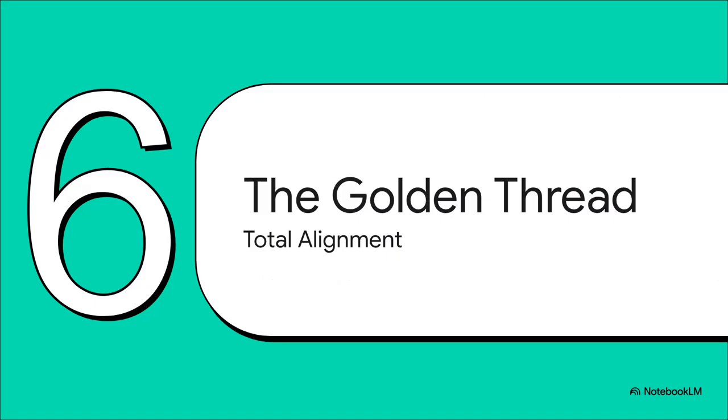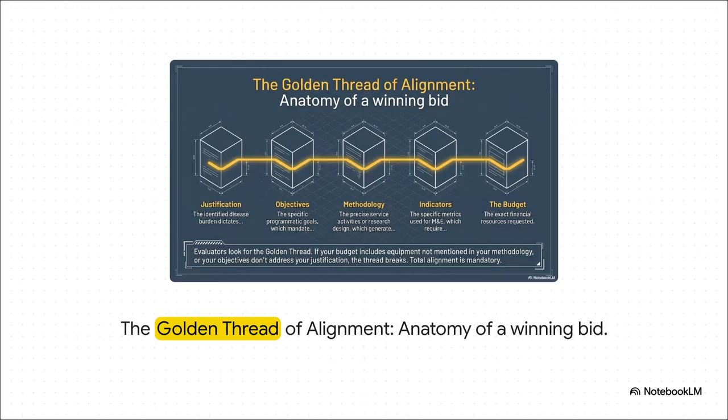And now, Section 6, Securing the Golden Thread, Total Alignment. So, the crucial point here is what we call the golden thread. Evaluators are literally looking for unbroken consistency across all these sections. There must be a logical thread tracing directly from your initial target demographics, straight through your objectives, and landing flawlessly on the exact budget items requested. If you ask for funds that don't match your activities, or if your local outcomes don't tie into those national goals, the thread snaps. Total alignment is the anatomy of a winning bid.